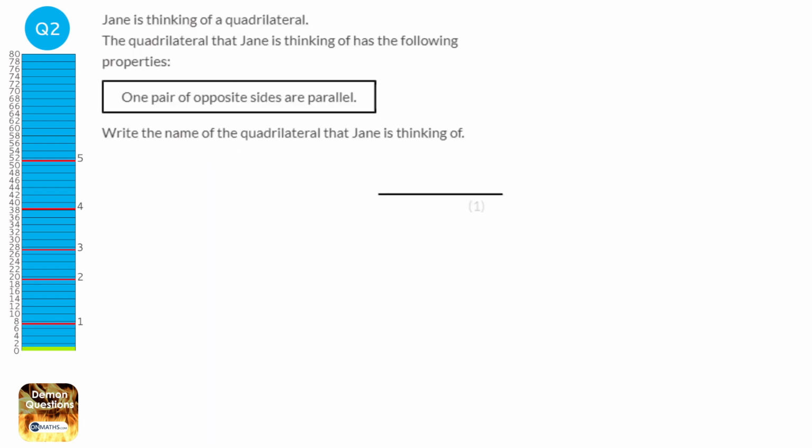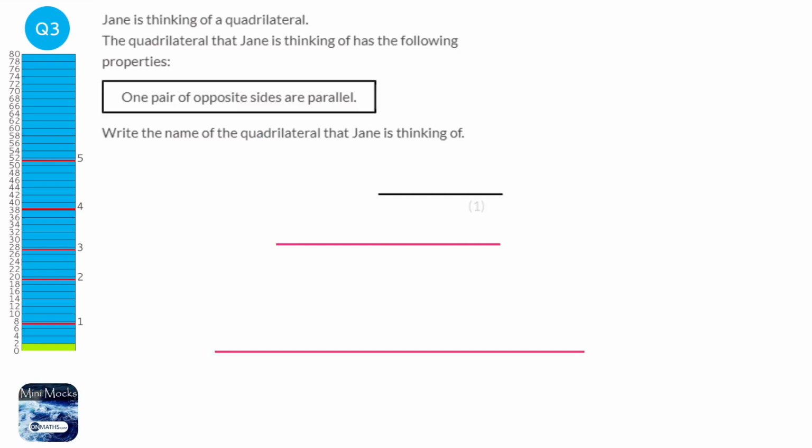where point B is. If we tried to draw a quadrilateral with a pair of parallel sides, and then it's a quadrilateral, so join them up, it's got 4 sides, then the shape we draw will always be a trapezium. So our answer is that it is a trapezium.